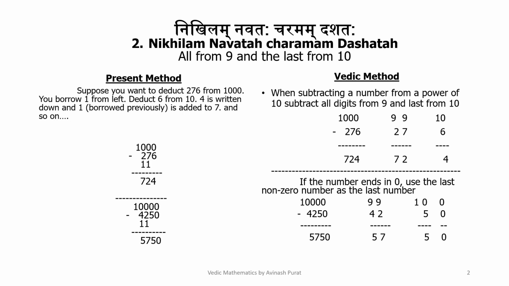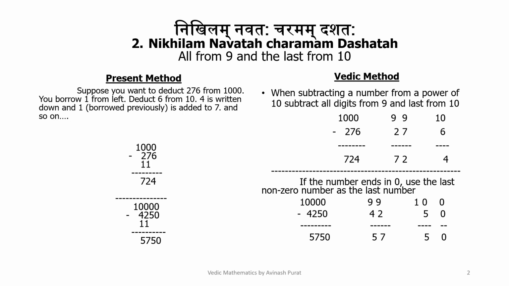Now the Vedic method. When subtracting a number from a power of 10, subtract all digits from 9 and the last from 10. So 1000 minus 276 is done like this: 9 minus 2 is 7, 9 minus 7 is 2, and 10 minus 6 is 4. So the answer is 724. If the number ends in 0, use the last non-zero digit as the last number.